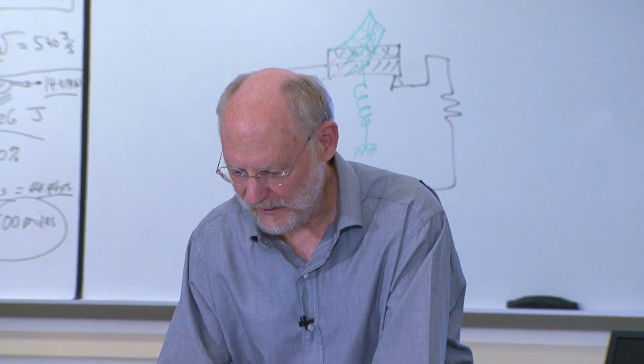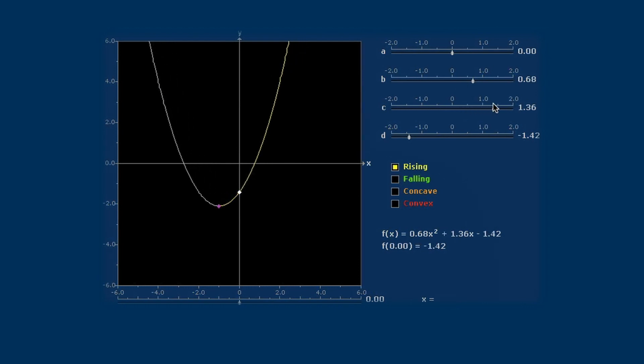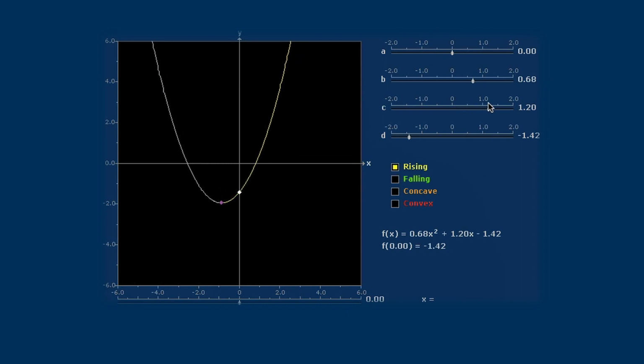So let's go back to the screen and see what happens if I increase c. What's going to happen to the prediction is it's going to move to the left. So I move c to the right, and the prediction is the vertex is going to move left. Yay! Look at that. All right, so that's because it's a minus c over 2b, right?